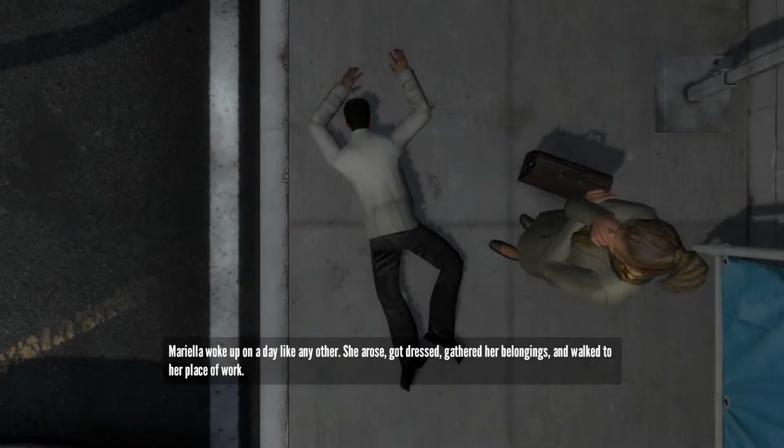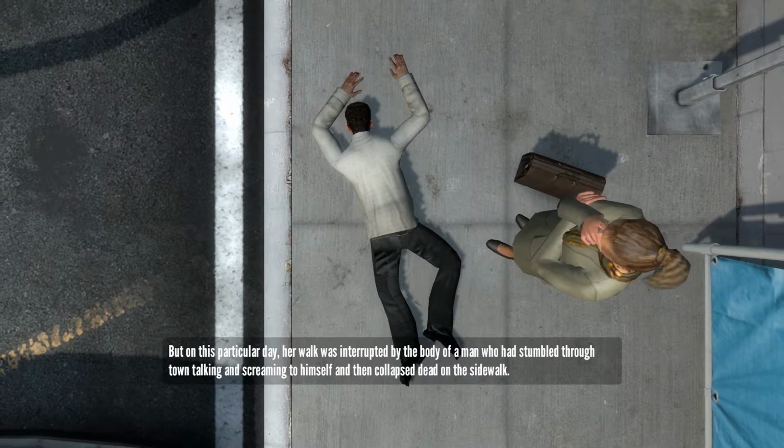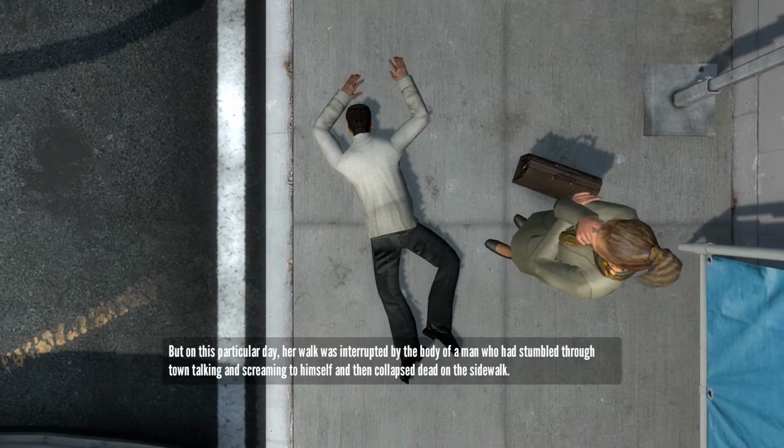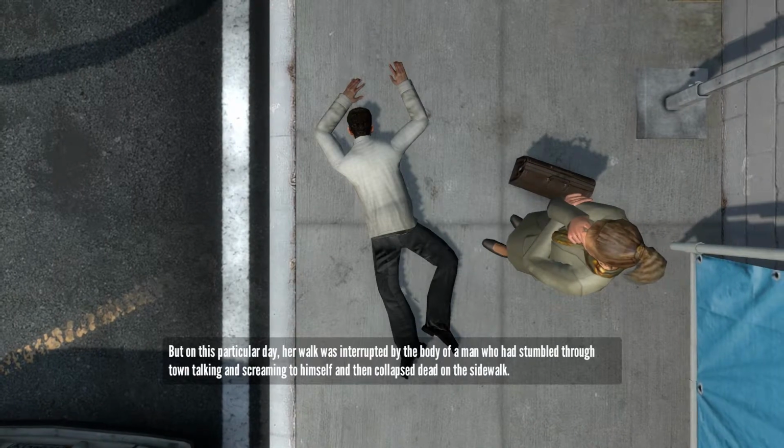This is the story of a woman named Mariella. Mariella woke up on a day like any other. She arose, got dressed, gathered her belongings, and walked to her place of work. But on this particular day, her walk was interrupted by the body of a man who had stumbled through town talking and screaming to himself, and then collapsed dead on the sidewalk.